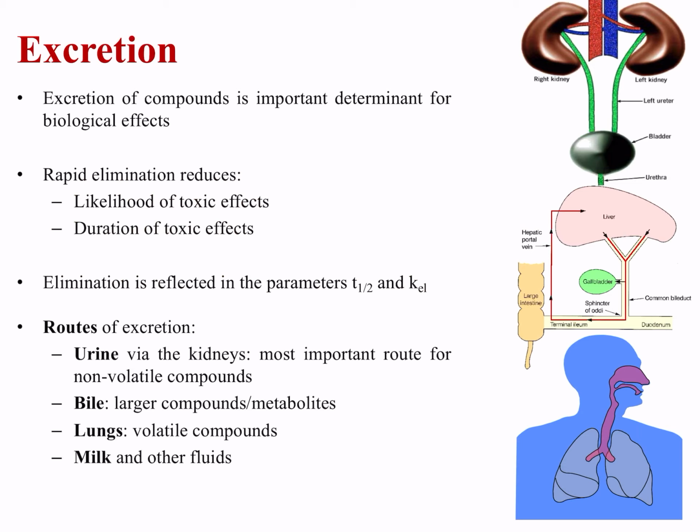The main routes of excretion are in urine via the kidneys, which is the most important route for non-volatile compounds, bile, which is often for larger compounds and metabolites, the lungs for volatile compounds, and finally, on occasion, in breast milk and in other fluids.